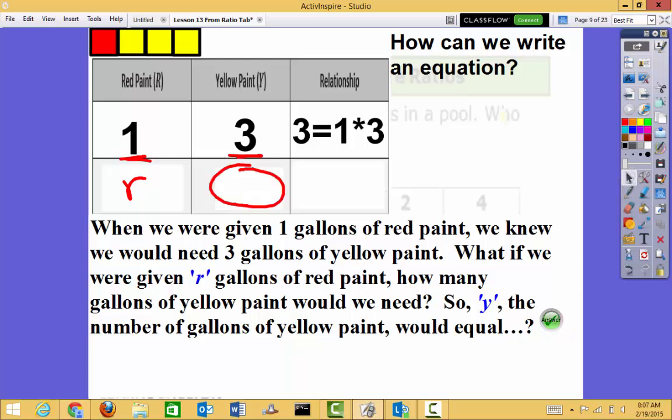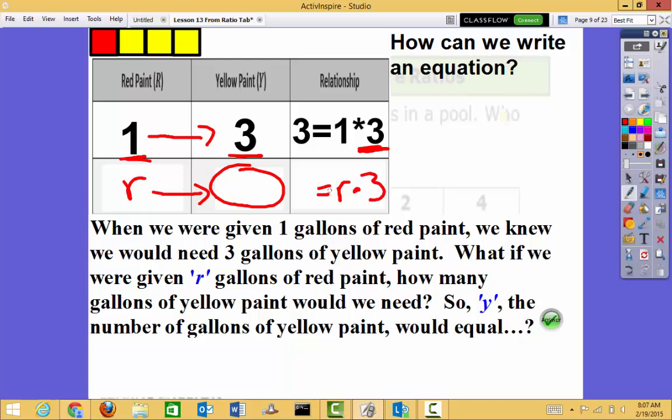Actually, I'm going to take that off. We're just going to do it without. So how do I get from here to here? Well, I was always multiplying by 3. So how do you think I'm going to get from here to here? Well, I'm also going to multiply by 3. It's going to be R times 3. Just because I have a variable in here doesn't change the relationship.